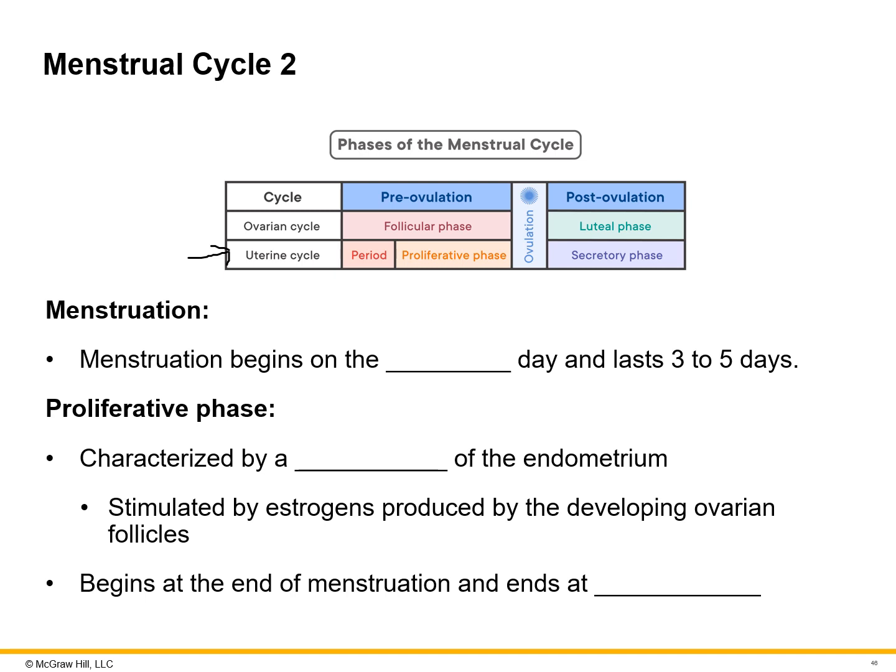Your proliferative phase is going to be characterized by a buildup of the endometrium, so it's starting to get thicker and thicker. It's stimulated by estrogens that are produced by the developing ovarian follicles, and this is going to begin at the end of menstruation, and then it's going to end at ovulation.